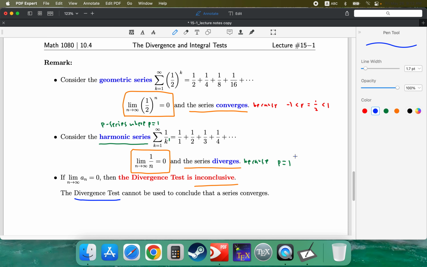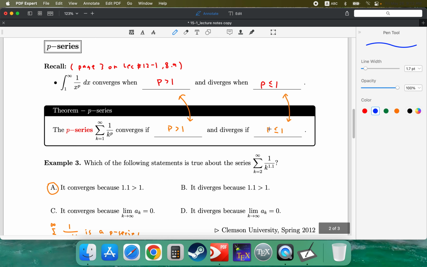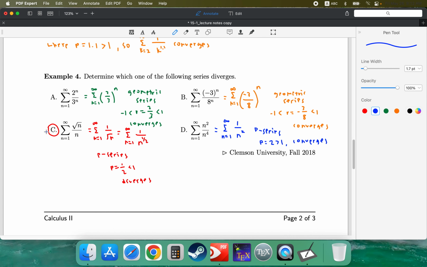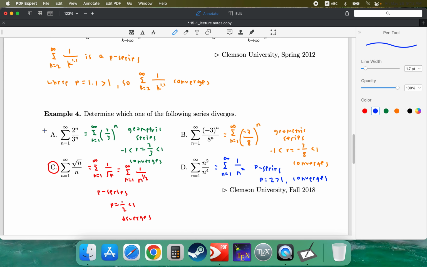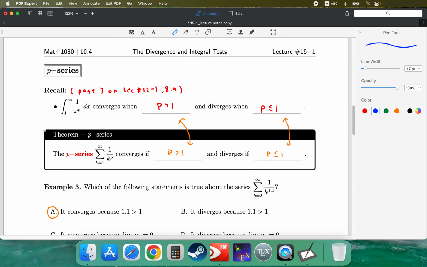So this is 10.4, the first part about the divergence test, and we also introduced a new series called a P series. We also reviewed a little bit about geometric series, and notice that the P series and the geometric series will be used a lot for the following sections. So please make sure you practice all these practice problems on Canvas, and if you have time, it is highly recommended that you also do all the test problems on the 1080 website.